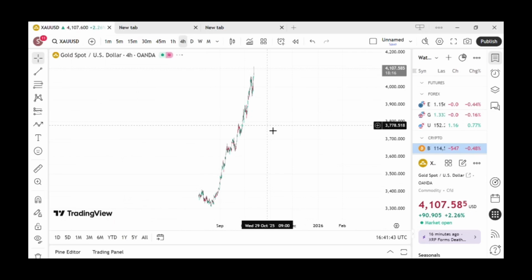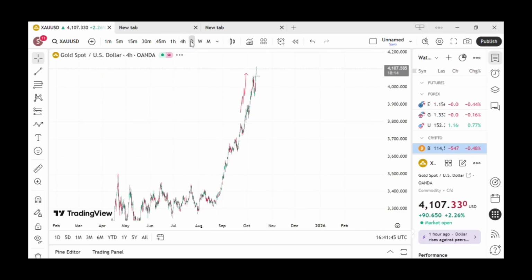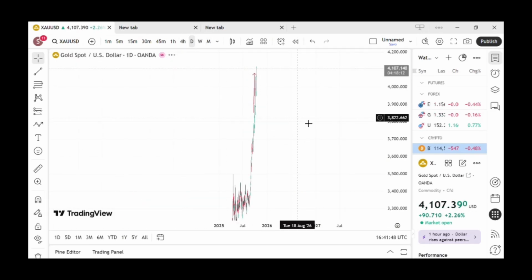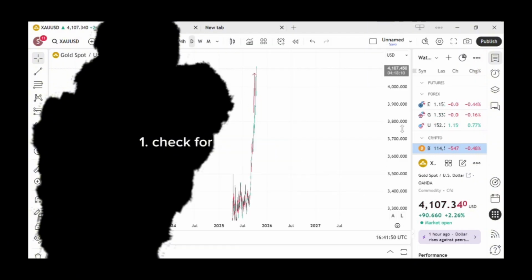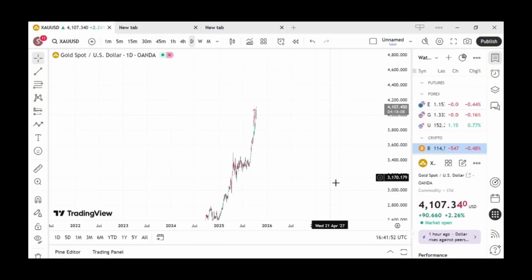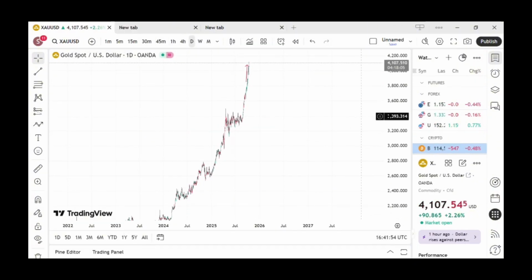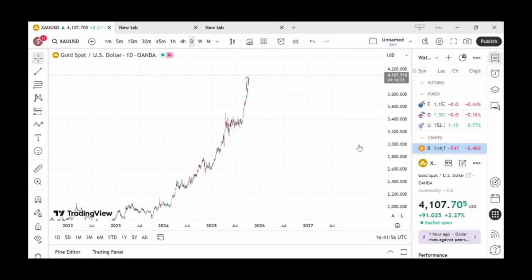So remember, the first rule says you should do what? Check for the directional bias of price. If you want to check for your directional bias of price, you start from your major swing time frame, which is your daily and your 4-hour time frame. That is the way you can get your directional bias. So if you look closely, you can see that the directional bias of price is bullish. Price is buying.